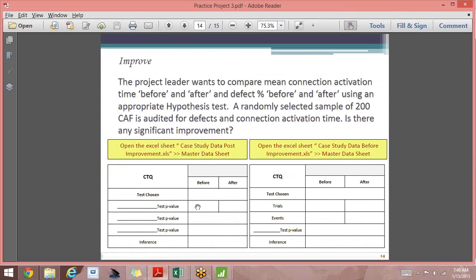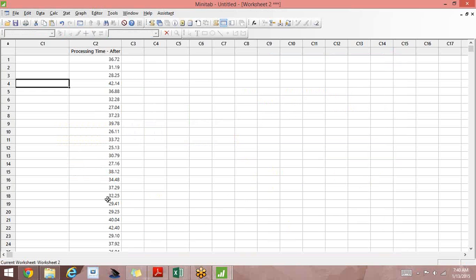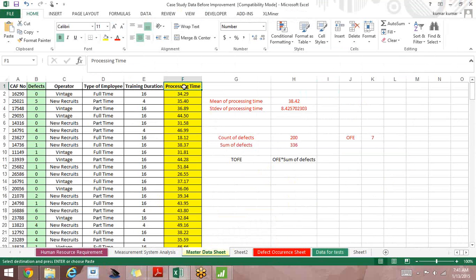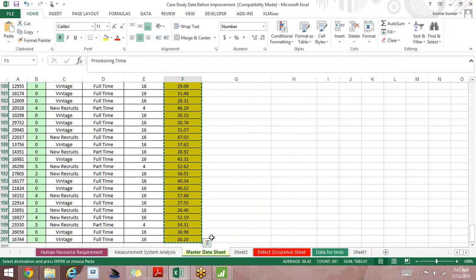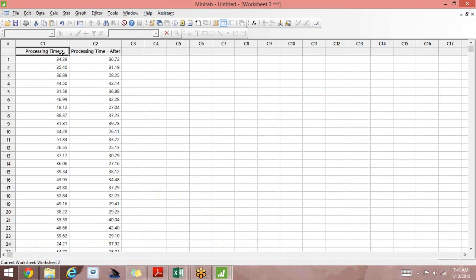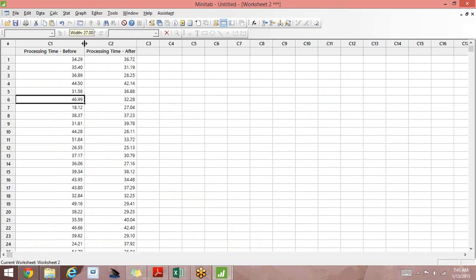So what they are asking here is, check whether before versus after there is any improvement or not. I've just put the processing time here after data. Before data I'm pulling from this one. Let me copy it and put in this processing time before. Processing time before and after. I need to compare these two and say whether there has been significant improvement, yes or no.